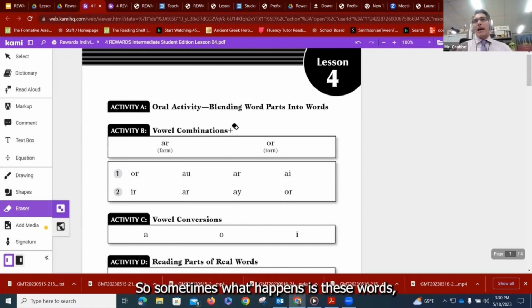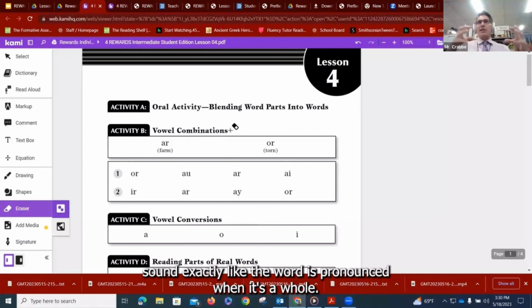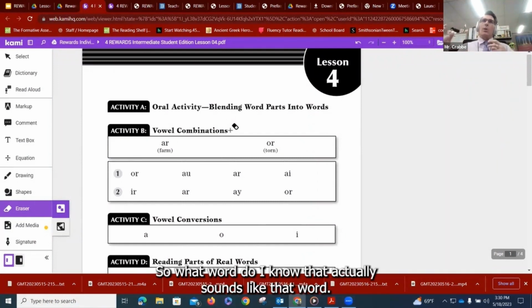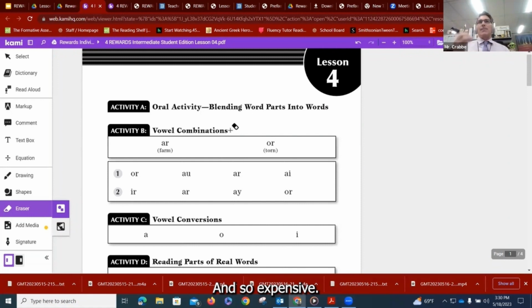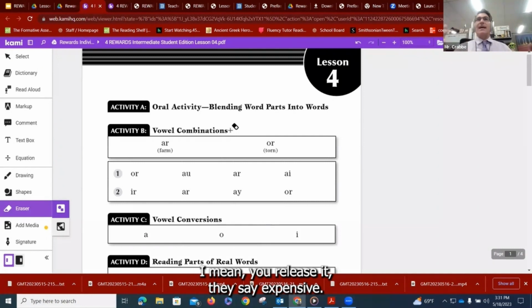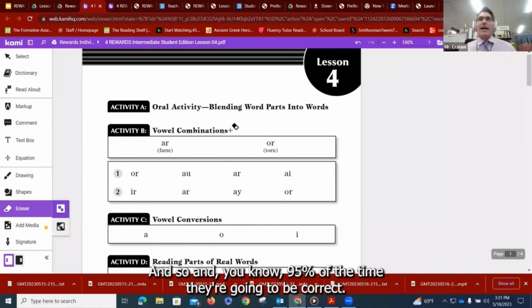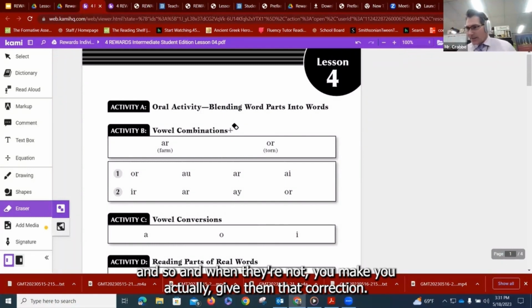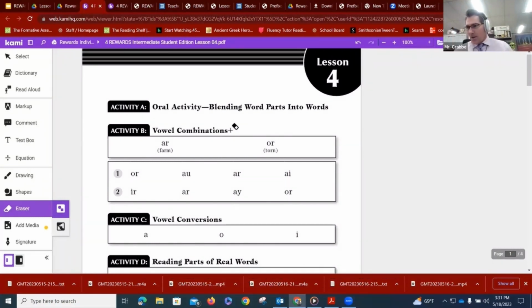Sometimes the word parts don't necessarily sound exactly like the word pronounced as a whole. So in their mind they have to figure out, what word do I know that actually sounds like that? And with expensive, in their head they say, "Oh, that sounds like expensive." And when you release it, they say expensive. 95% of the time they're going to be correct, and when they're not, you give them that correction. Okay, good. Let's do it again.